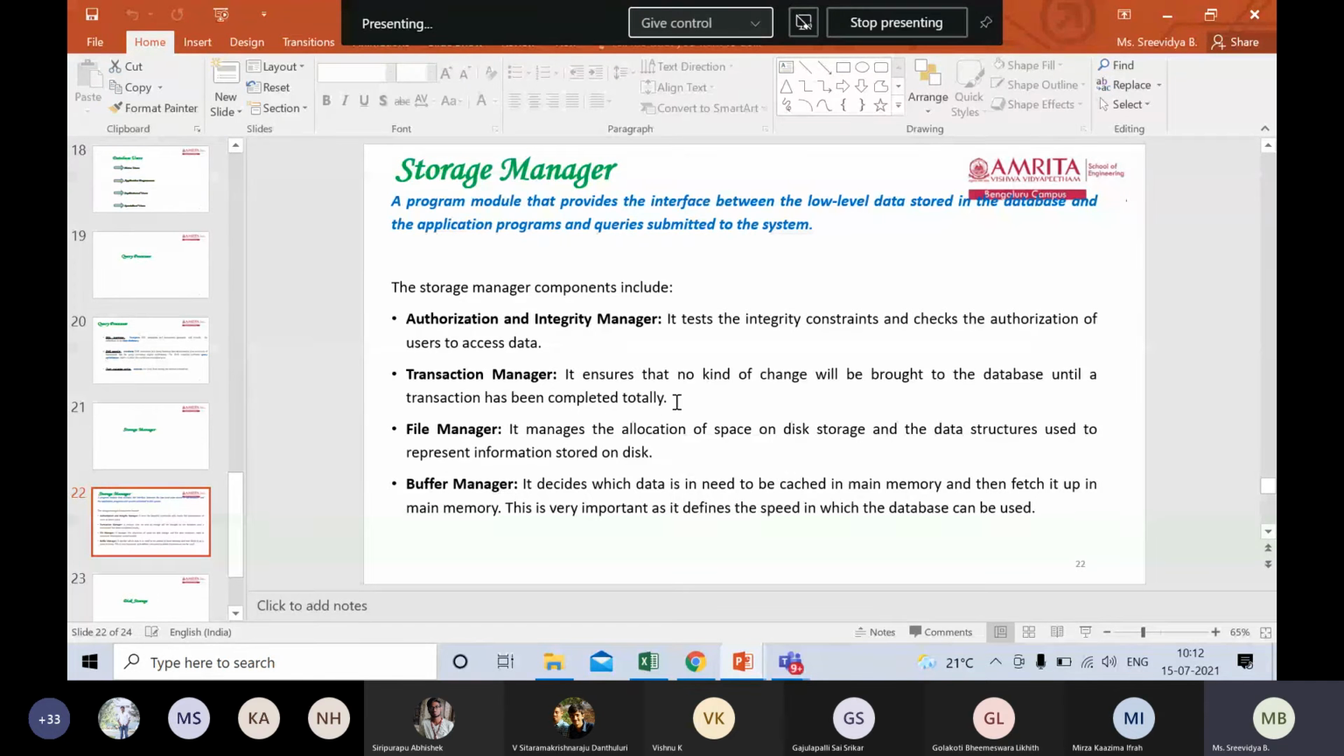So that's atomicity. And there should be some set of programs, some set of instructions, which takes care of this atomicity. It is the transaction manager. Then you have a file manager. File manager is the one which keeps track of the allocation of your data in the hard disk, the secondary storage, how exactly the data is being stored.